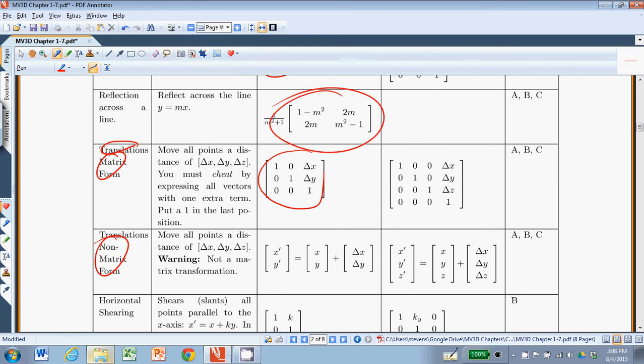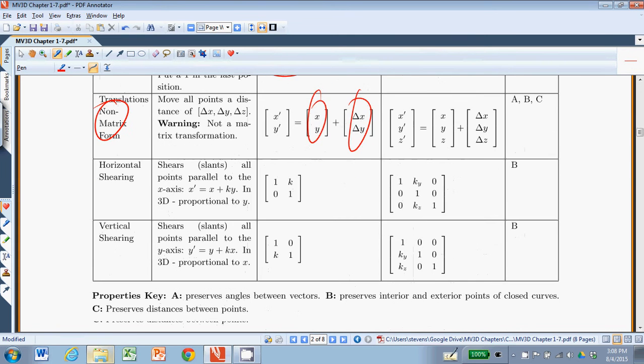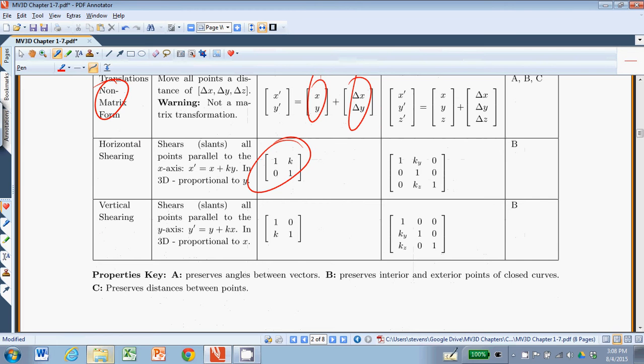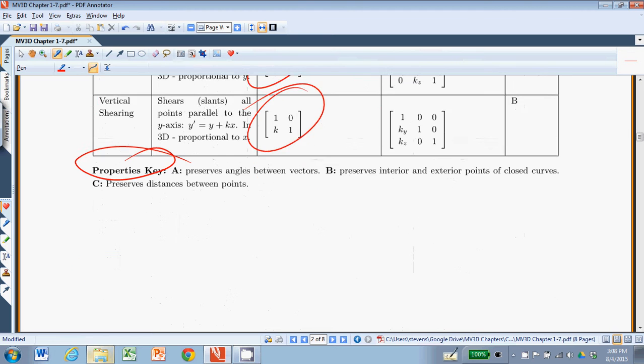In this case we were just taking a point and moving it delta x in the x direction, delta y in the y direction, getting a new point. That's the change in x, change in y. You can do that with a matrix multiplication, where you bump up the dimension by 1. Or you can just take your x's and y's and add delta x and delta y. Then we talked about horizontal shearing, vertical shearing, and the properties that these matrix transformations had.